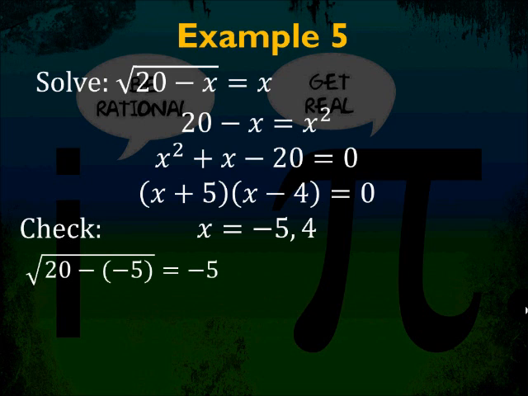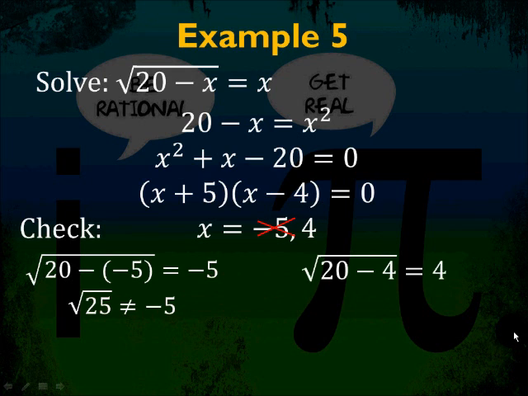So let's plug in negative 5. 20 minus negative 5 is 25. The square root of 25 is not equal to negative 5. Remember, when you take a square root of a number, it is only the positive or principal root, which is 5. So these two are not the same. Let's check the 4. So 20 minus 4 is 16, is that 4? Yes, the square root of 16 is 4. So our only solution is 4.